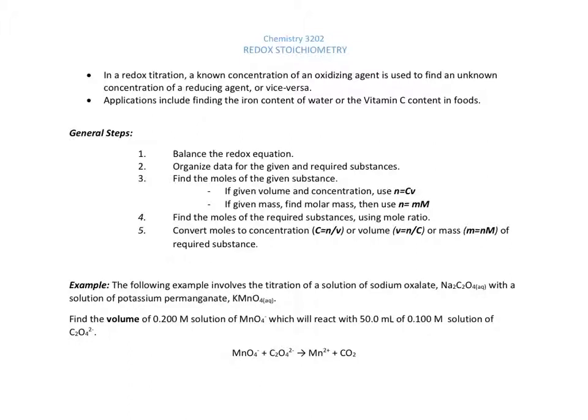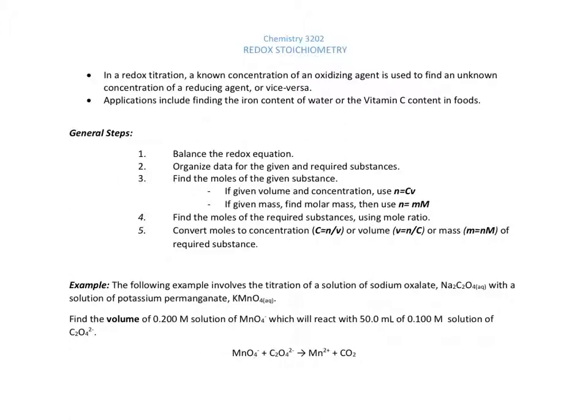In this lesson, we're going to talk about redox stoichiometry. In a redox titration, a known concentration of an oxidizing agent is used to find an unknown concentration of a reducing agent, or vice versa. The apparatus and procedure is the same as a titration with acids and bases.